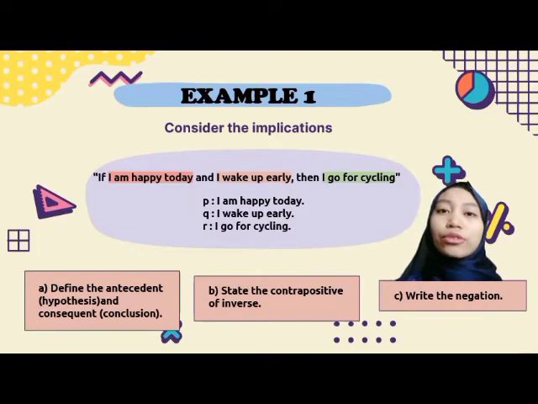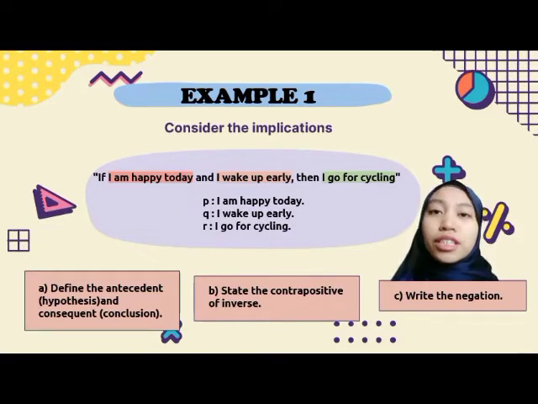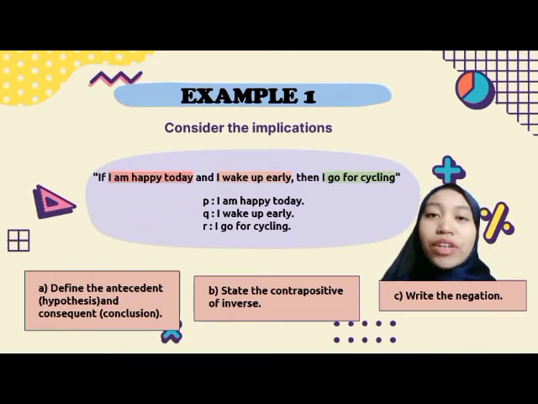Let's continue with example number 1. Consider the implication: if I'm happy today and wake up early, then I go for cycling. First, we need to identify all the primitive statements. P, I am happy today. Q, I wake up early. And R, I go for cycling. We have three questions from example 1: A, define the antecedent and consequent. B, state the contrapositive of the inverse. And the last one is C, write the negation.